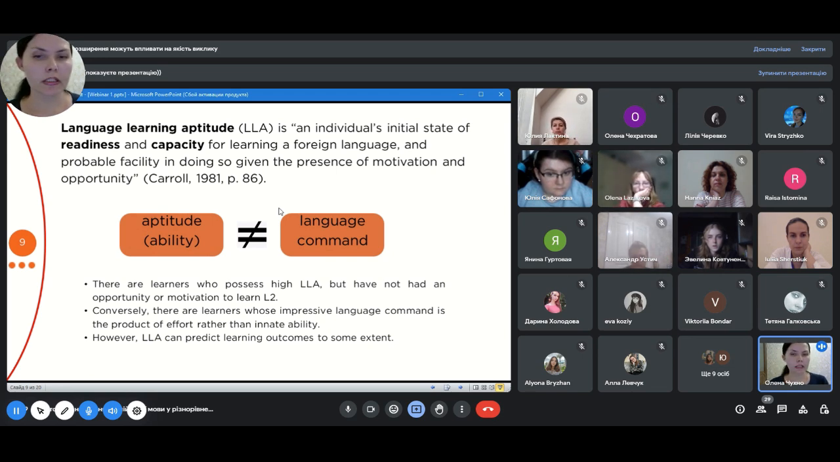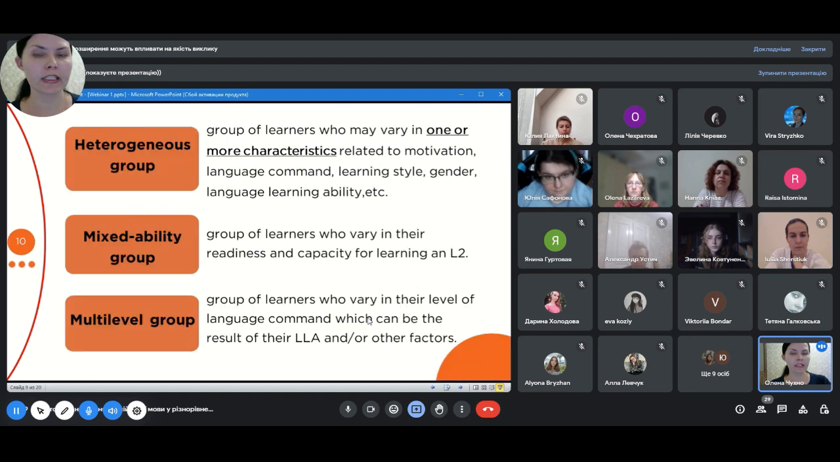Conversely, there are learners whose impressive language command is the product of effort rather than their innate ability. However, language learning ability can predict learning outcomes to some extent. So, the definitions I came up with are as follows: heterogeneous group of learners. We can say that that is an umbrella term.